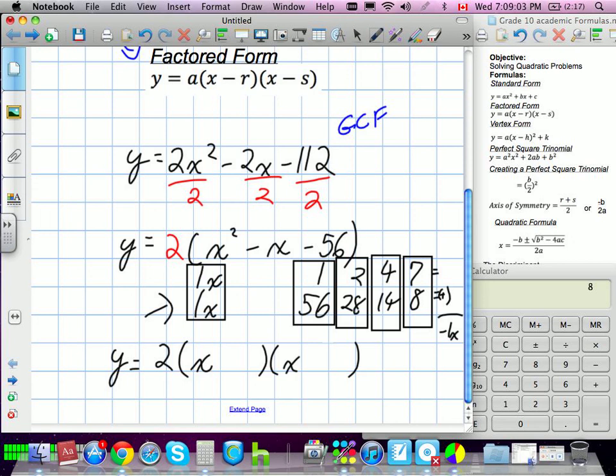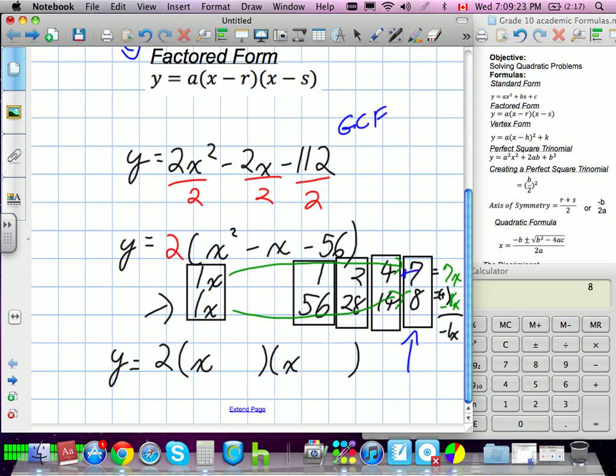8 and 7. That's right. 1 times 7 and 1 times 8. So that will give us 7x and 8x. How do I make that negative 1? Yeah, the 8 needs to be negative. If the 8's negative, that's negative 8 times positive 7. What will that give us? 56. Yeah, and it'll give us negative 56. So we know that works out great.